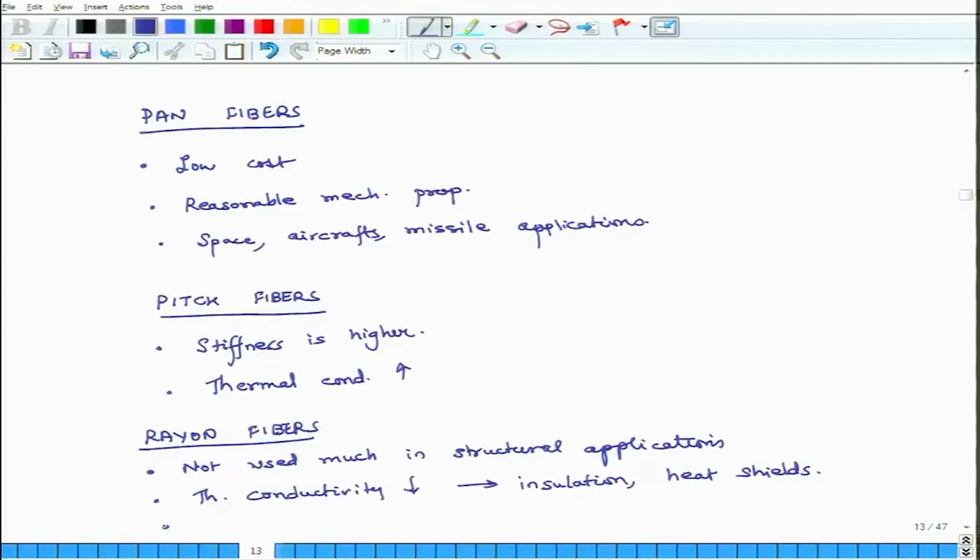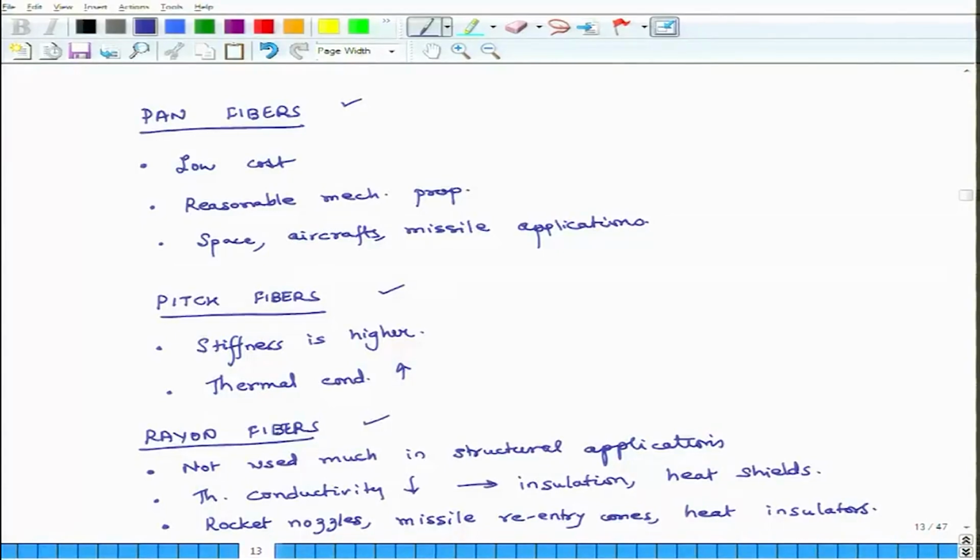And this is important, they have a lot of resistance to high heat, they can bear a lot of high heat. So, they are used in rocket nozzles, missile re-entry cones, heat insulators. Okay. So, this is PAN fiber, pitch fiber and rayon fiber.